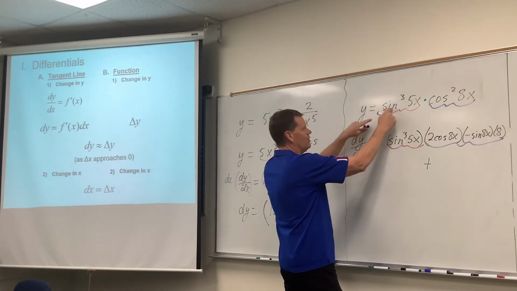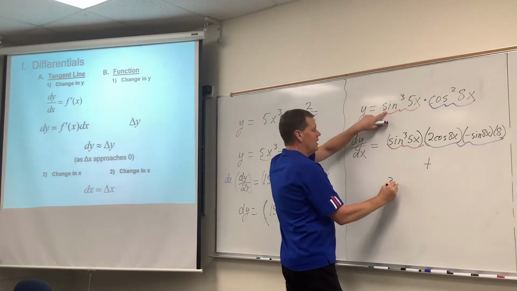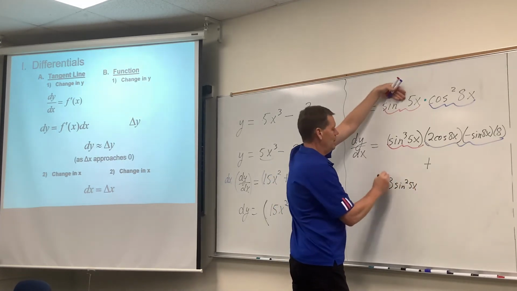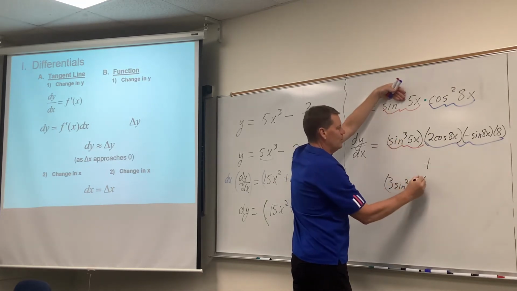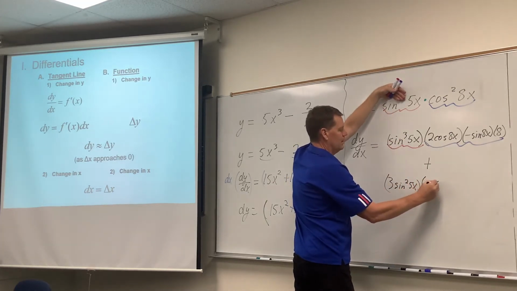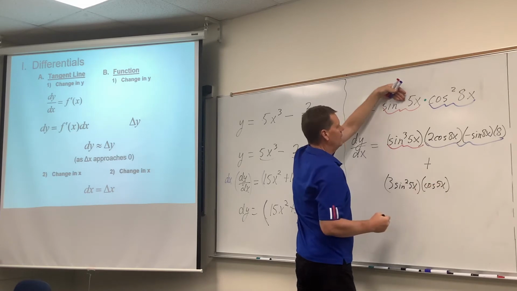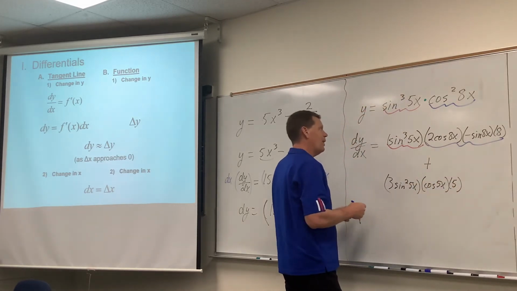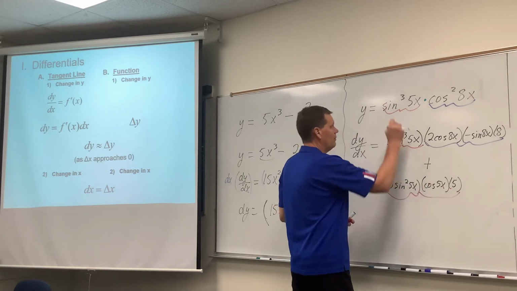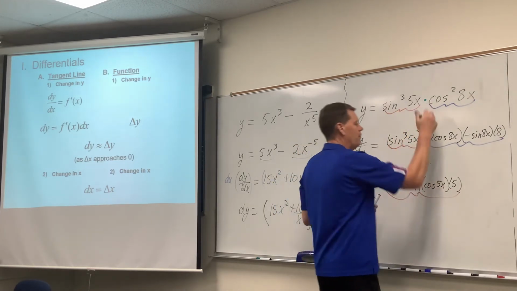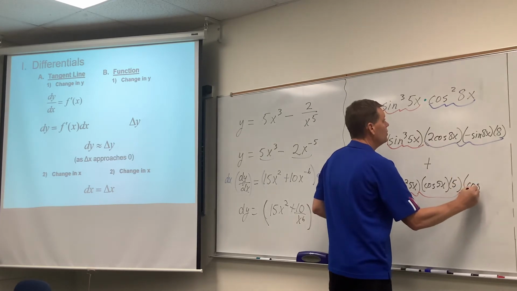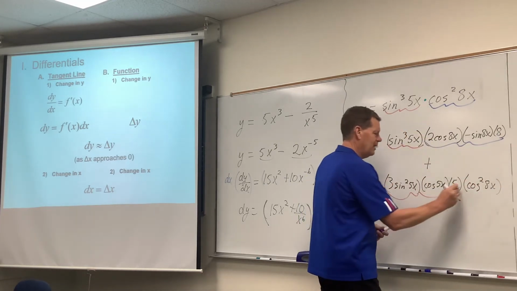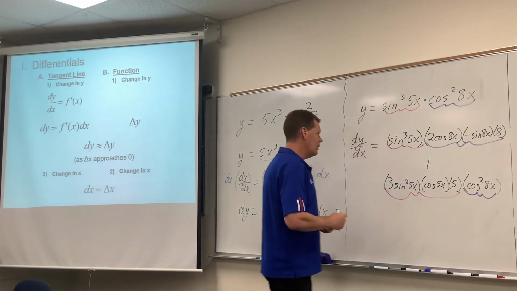Plus, now we'll differentiate this one. 3 sine squared 5x takes care of the power, and then the derivative of sine, which is cosine, and then the derivative of the 5x, which is 5. And all that right there again would be the derivative of this. And then this factor already had a turn, so it just carries down as is. The good old product rule. Been there, done that.